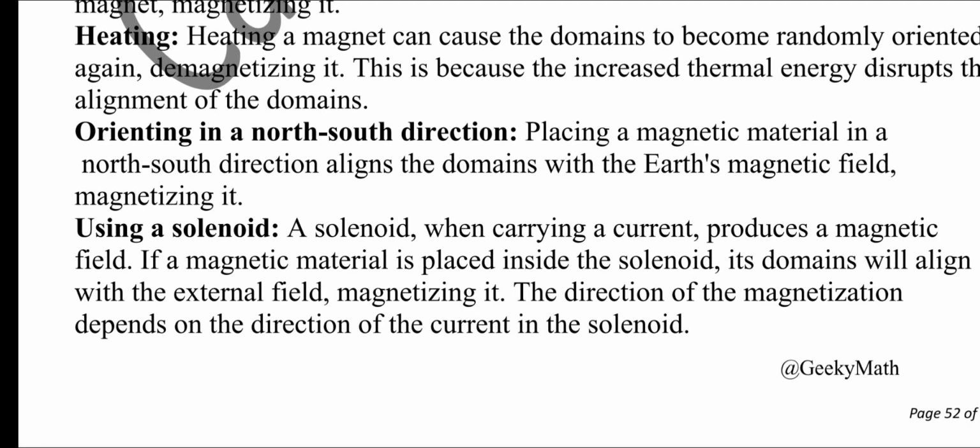Using a solenoid. A solenoid, when carrying a current, produces a magnetic field. If a magnetic material is placed inside the solenoid, the domains will align with the external field, magnetizing it. The direction of the magnetization depends on the direction of the current in the solenoid.